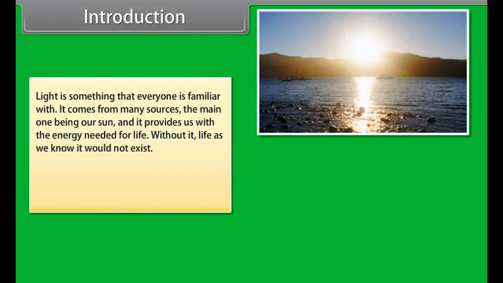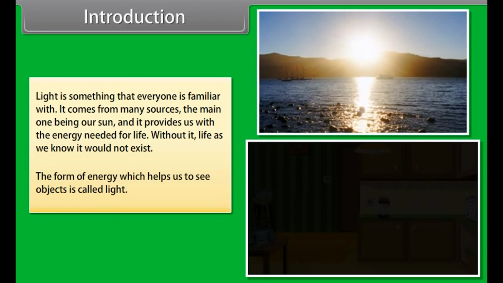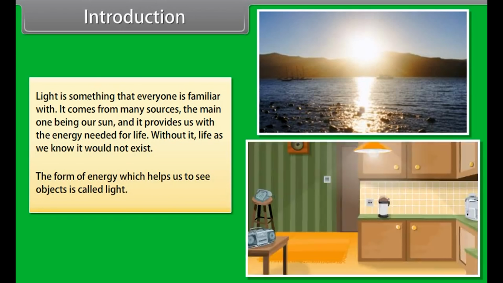Light is something that everyone is familiar with. It comes from many sources, the main one being our sun, and it provides us with the energy needed for life. Without it, life as we know it would not exist. The form of energy which helps us to see objects is called light.